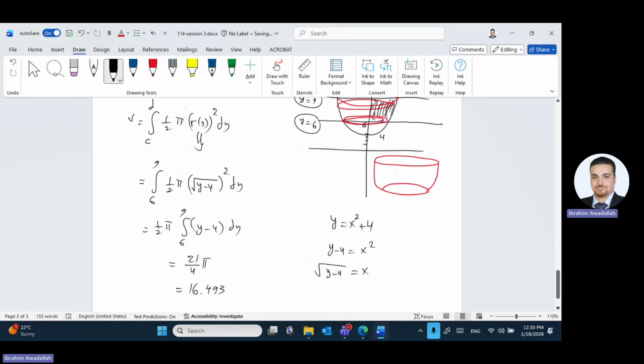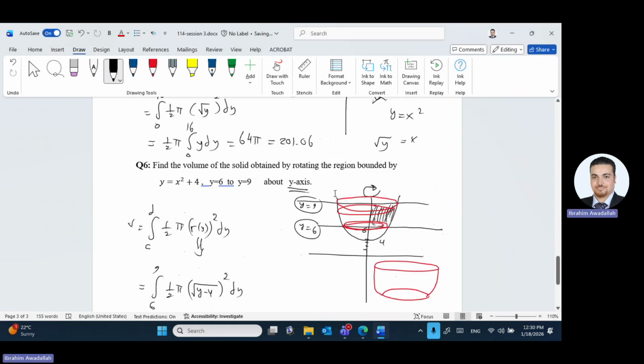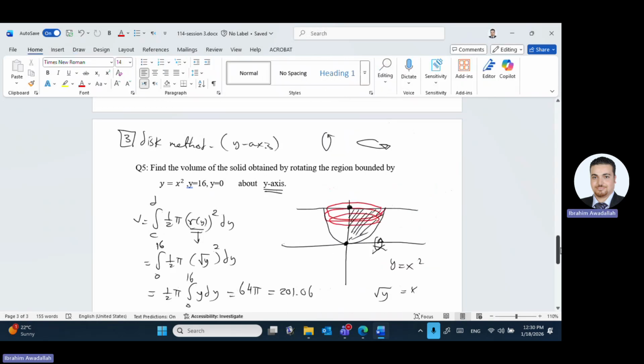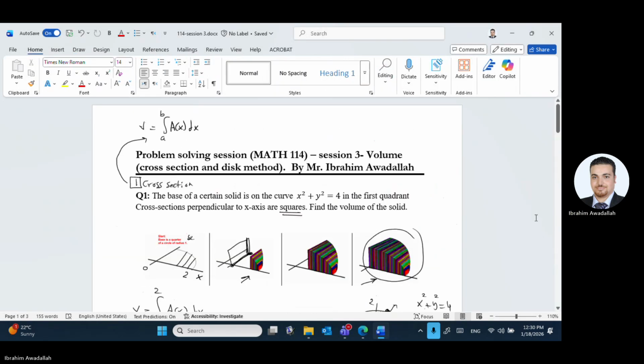This was almost everything regarding the first and second ideas, which are, one more time, the cross-section method and the disk method. This session was session 3. In session 4, we will take the washer method and the cylindrical shell method. See you in that lecture.